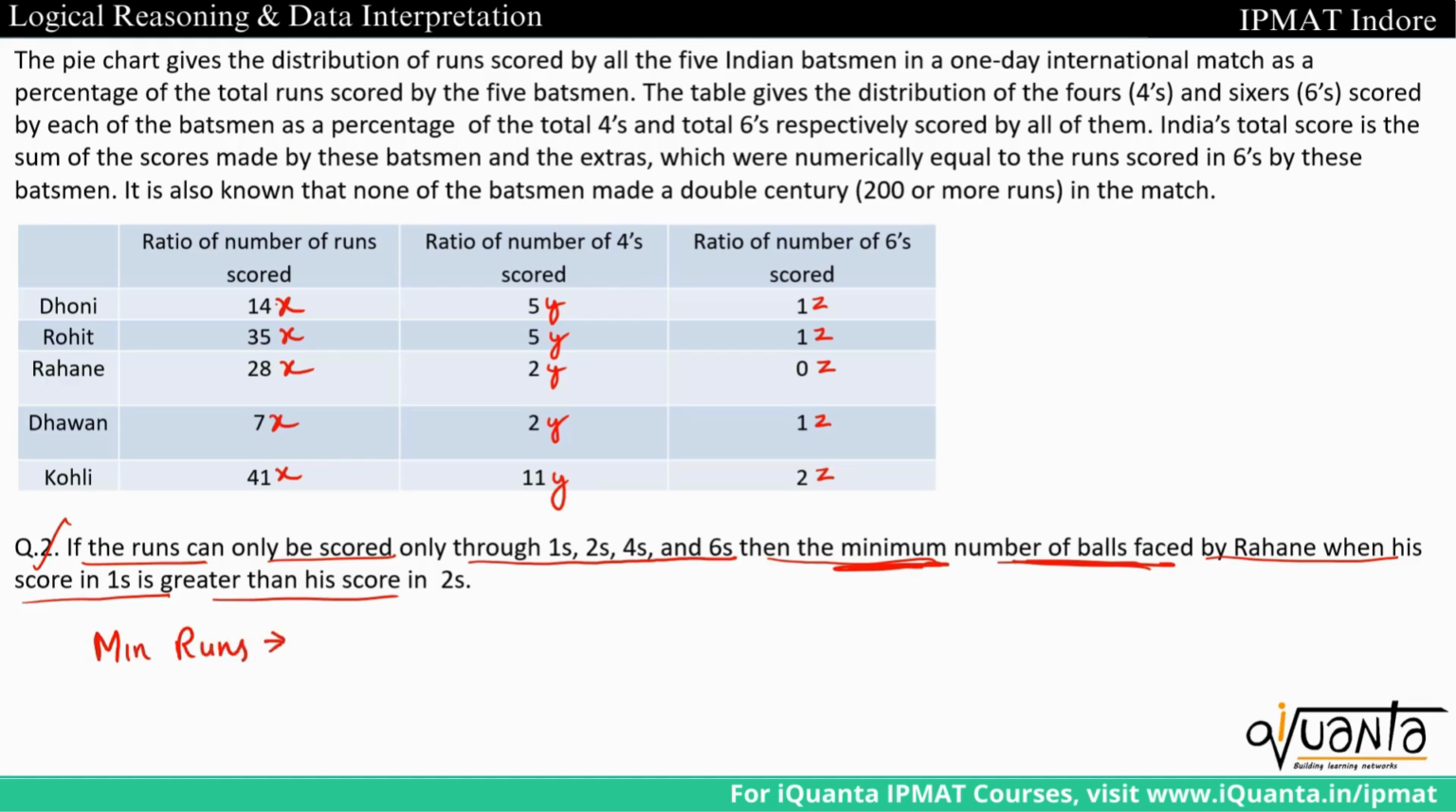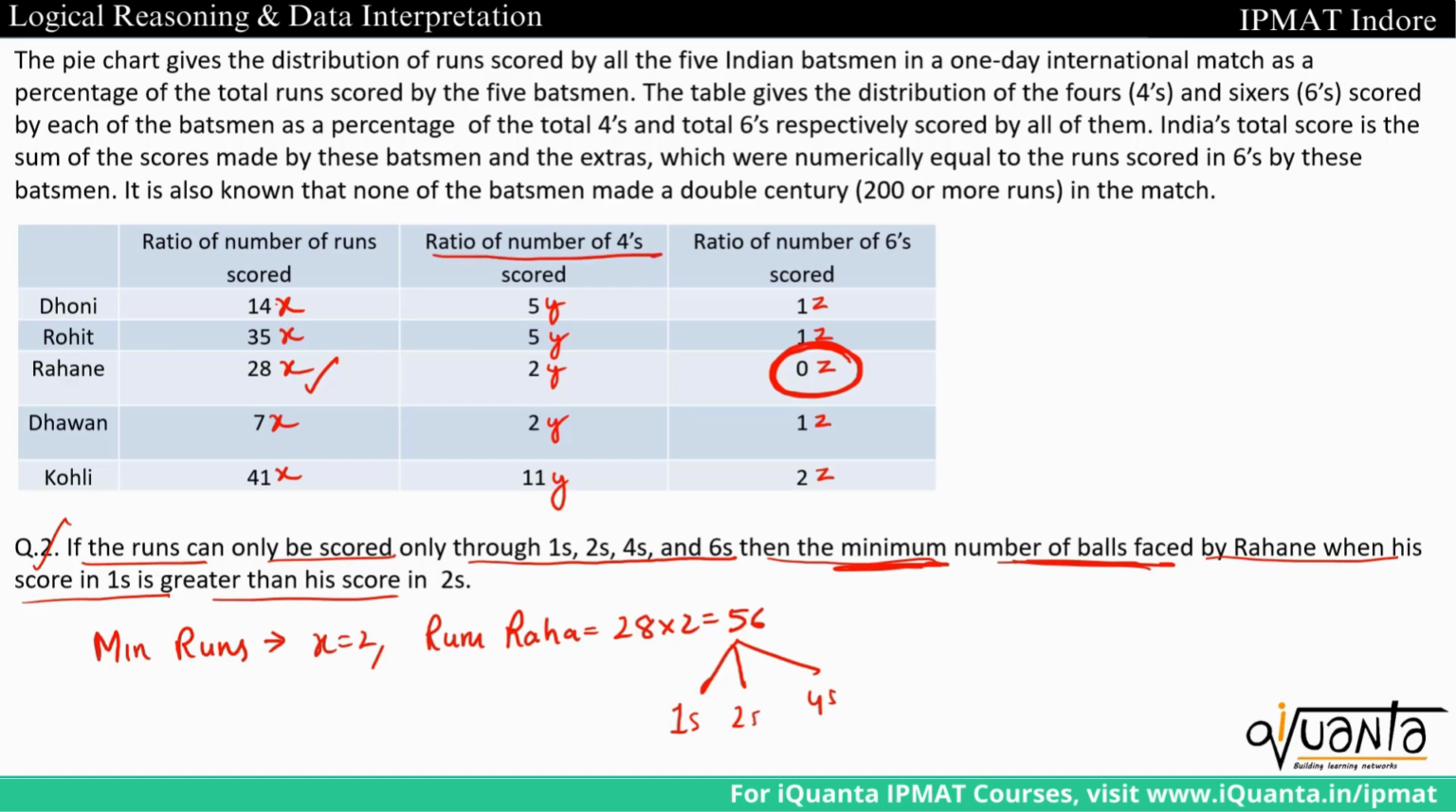Minimum runs scored by Rahane will be when x is equal to 2, because we know that the minimum value of x satisfying all the conditions was 2. So for minimum runs, x will be equal to 2. So runs by Rahane will be equal to 28 into 2, that means 56. Now if we look at Rahane over here, we can see that Rahane is scoring 0 runs in sixes because he is hitting 0 sixes. So that means Rahane will score these 56 runs only in 1s or 2s or 4s. Now what will be the runs scored by Rahane in 4s? It will be equal to 4 into 2 into y.